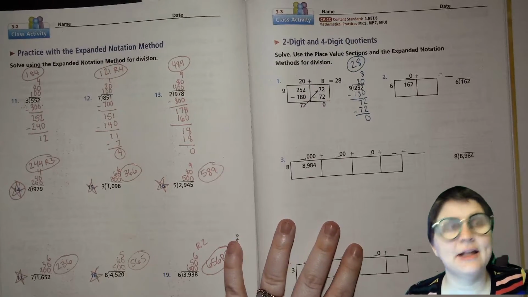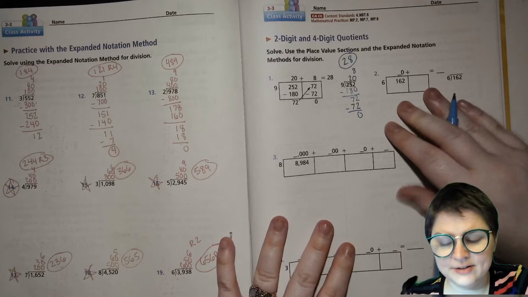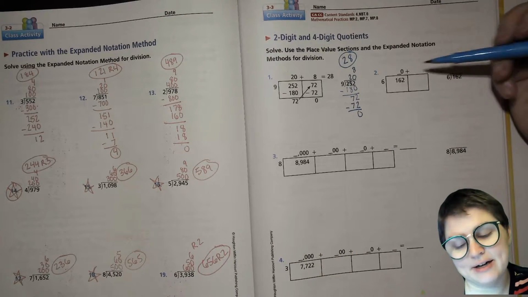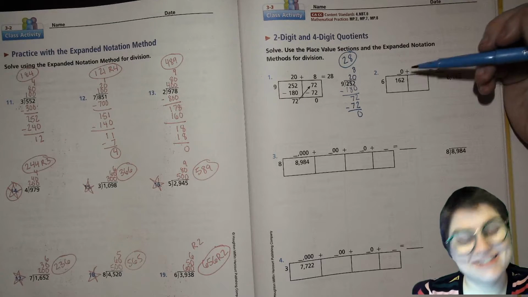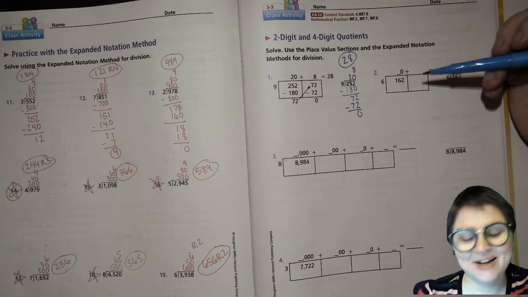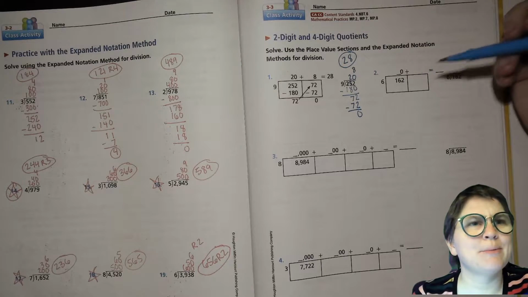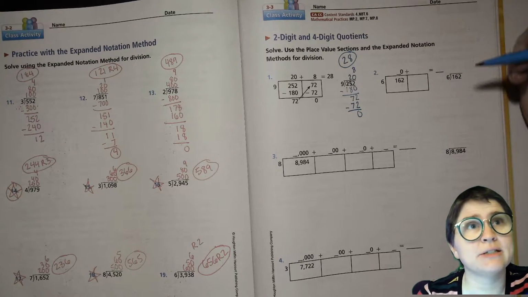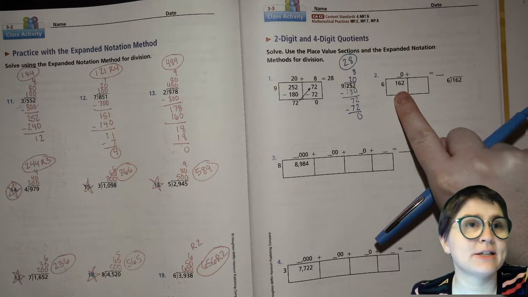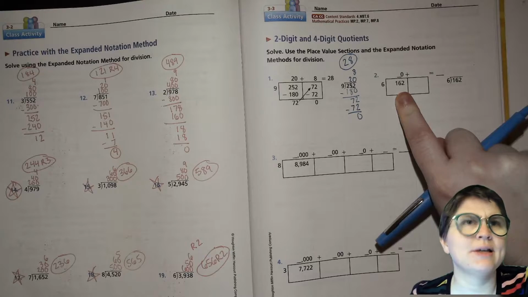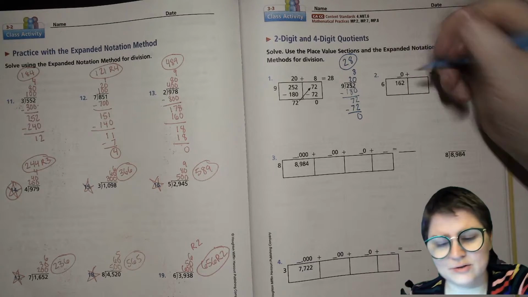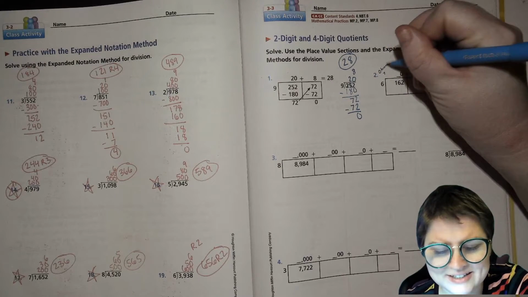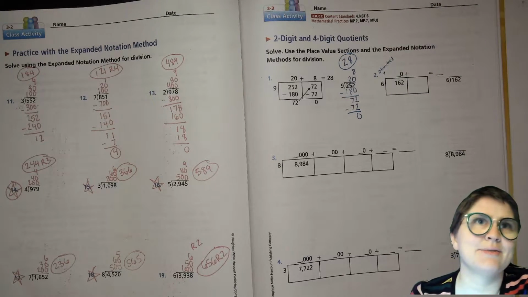Okay, let's try it here. How many 10s do you need to multiply by 6 to get close to but not over 162? You might be wondering, how come we're not even dealing with hundreds? Well, even 100 multiplied by 6 would be 600, and this number isn't bigger than 600, so it's 0 hundreds, so you could write 0 hundreds. But, I mean, it's kind of a waste of time at that point.